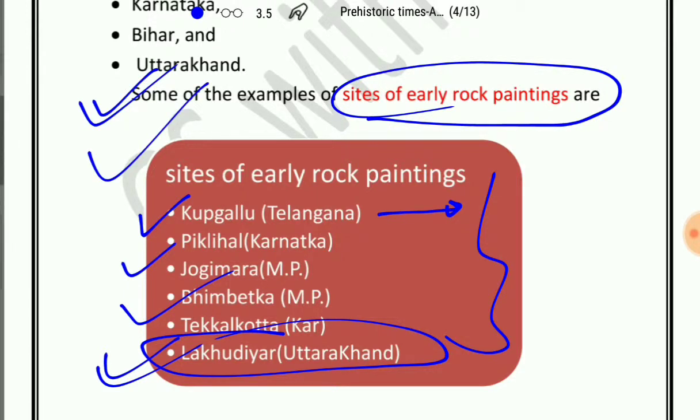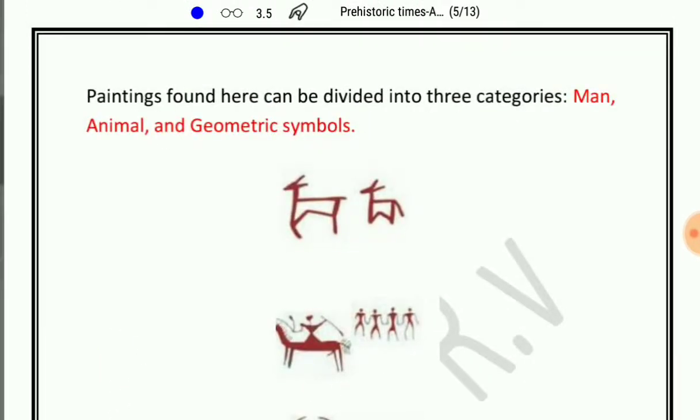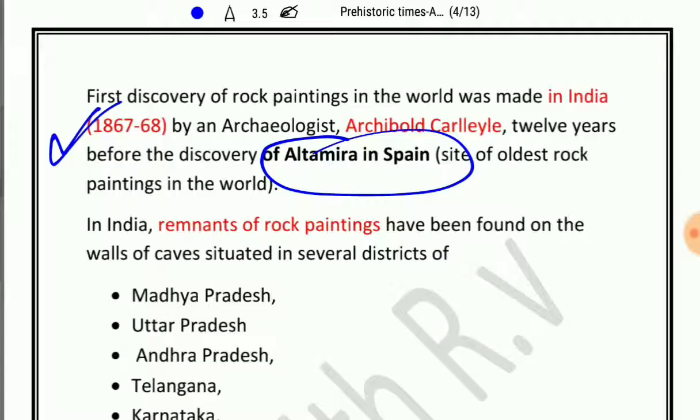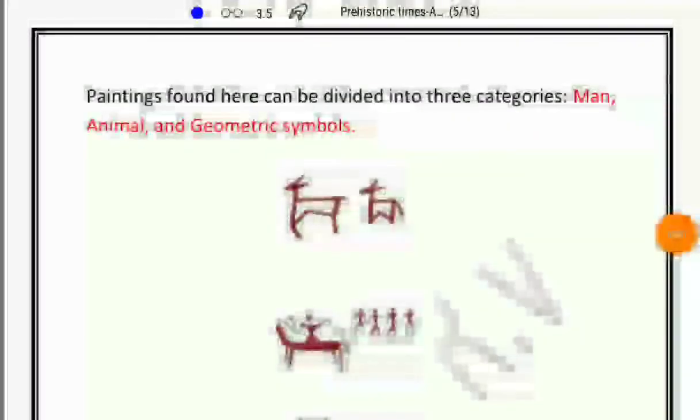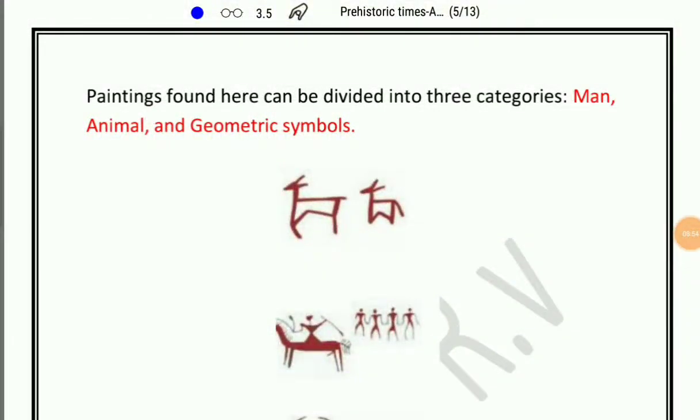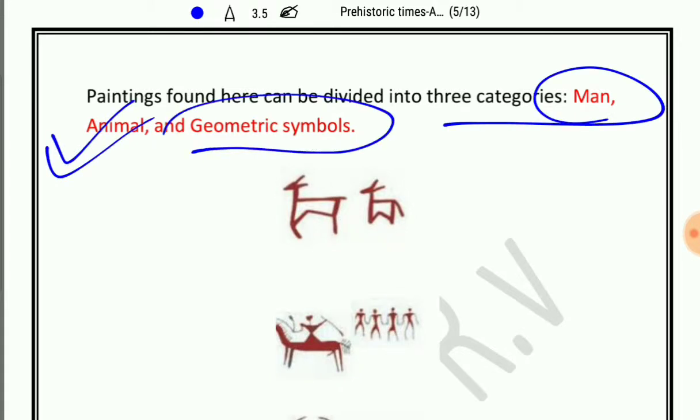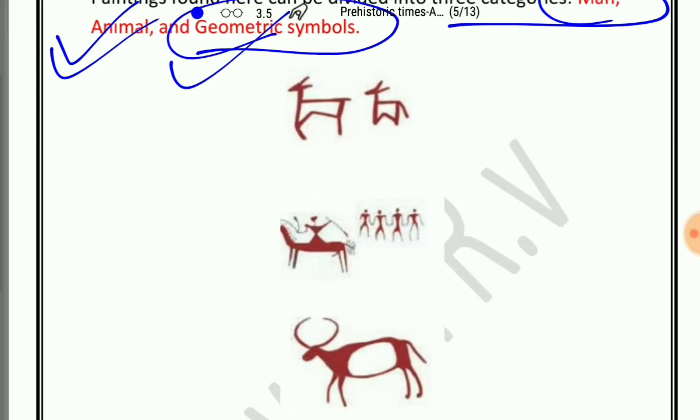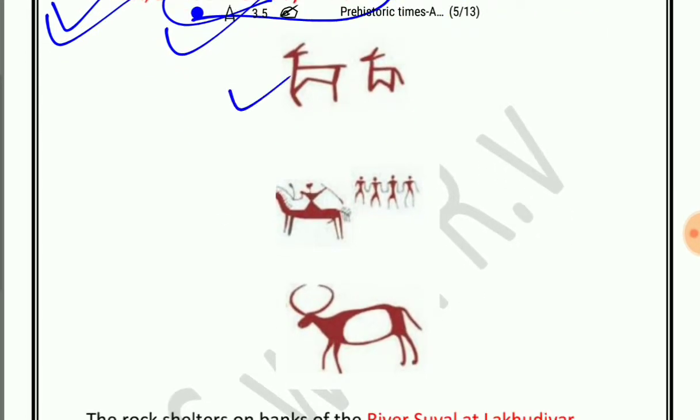So let's move to the next, the paintings found here in the early rock paintings. The paintings found in the early rock paintings can be divided into three categories, that is man, animal and geometric symbols. Look at the figure. These are some of the examples.